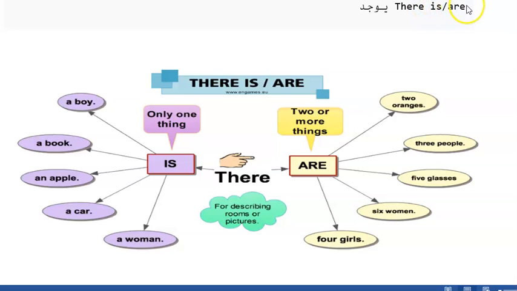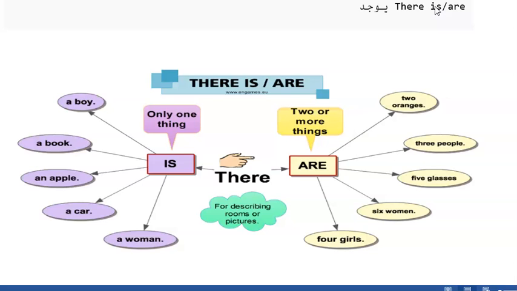So there is and there are. We use there is and there are to talk about something that exists. For example, in my family there are 4 people. So there are we use of course with the plural noun, and there is we use with the singular.